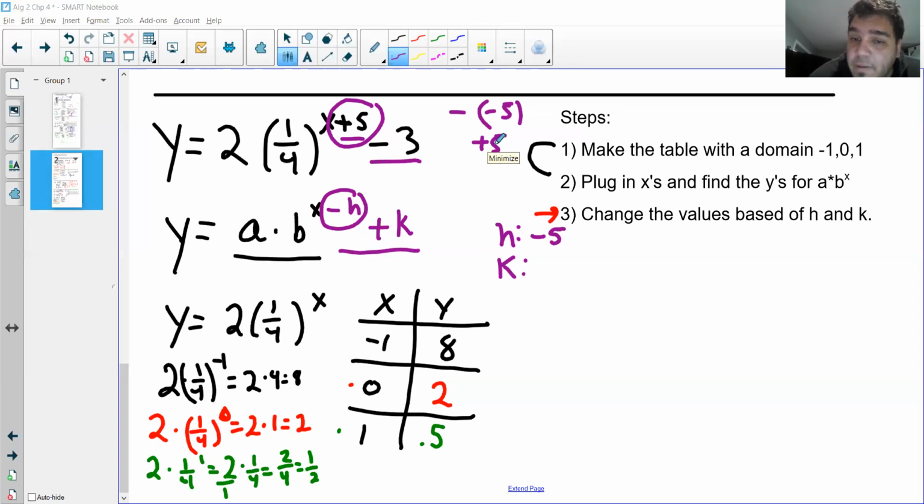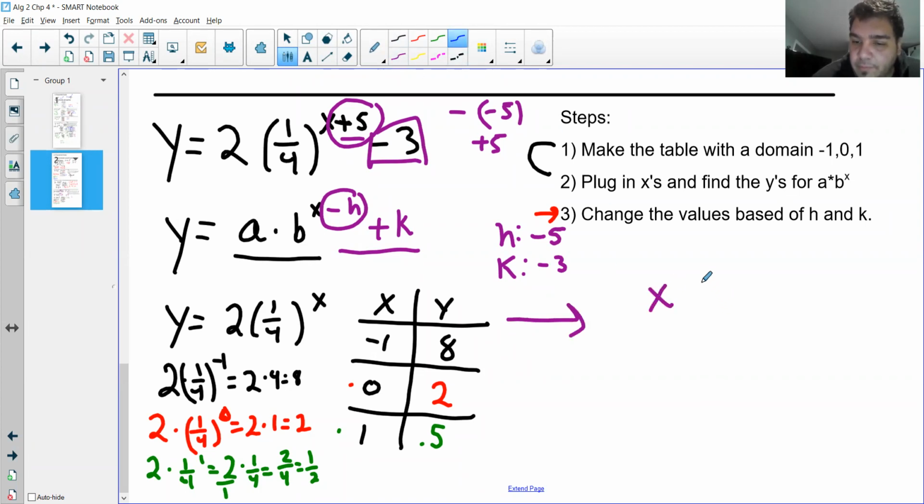Go ahead, Mariah. K, on the other hand, is just positive K. So you could rip it off as it looks like. So here it's -3. So I just put -3. Now, what does that H and K do anyway? What that allows me to do is bring this new table over.